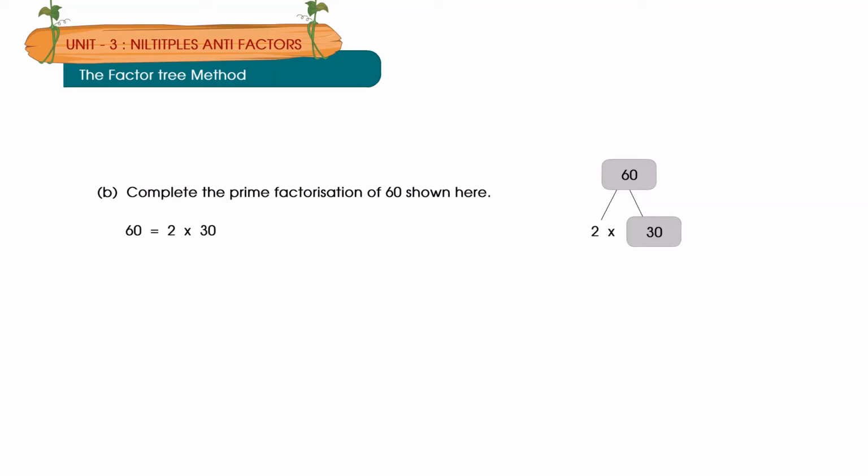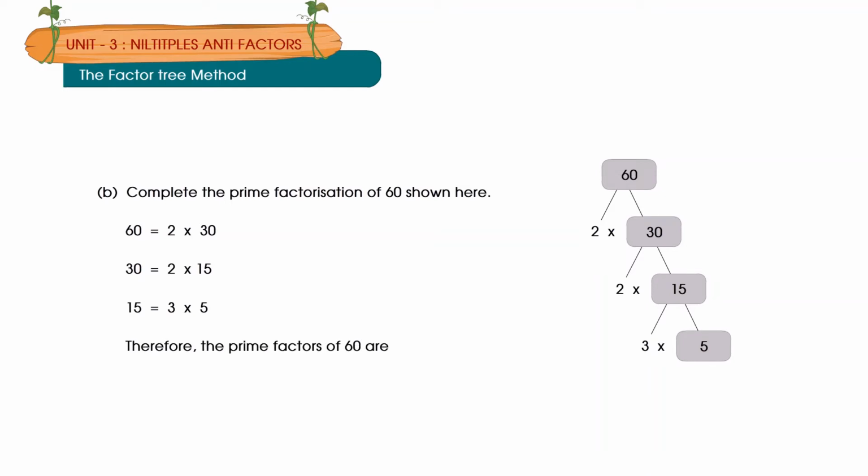B) Complete the prime factorization of 60 shown here. 60 is equal to 2 into 30. 30 is equal to 2 into 15. 15 is equal to 3 into 5. Therefore, the prime factors of 60 are 2 into 2 into 3 into 5.